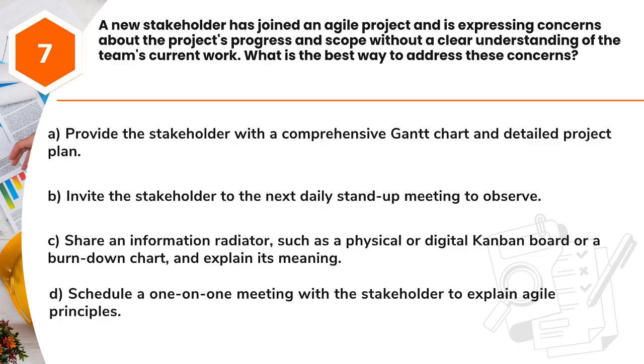Question 7. A new stakeholder has joined an agile project and is expressing concerns about the project's progress and scope without a clear understanding of the team's current work. What is the best way to address these concerns? A. Provide the stakeholder with a comprehensive Gantt chart and detailed project plan. B. Invite the stakeholder to the next daily stand-up meeting to observe. C. Share an information radiator, such as a physical or digital Kanban board or a burn-down chart, and explain its meaning. D. Schedule a one-on-one meeting with the stakeholder to explain agile principles.